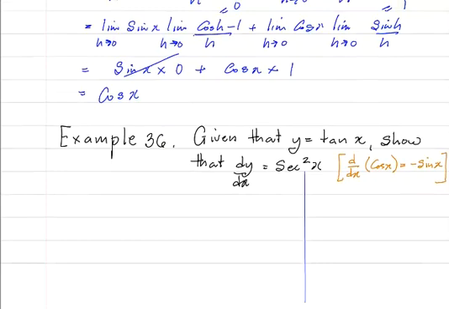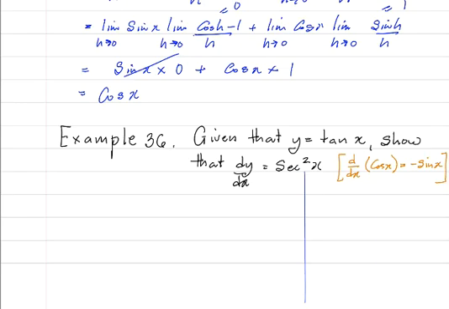All right, in example 36, it says, given that y is equal to tan x, show that dy by dx is equal to sec square x. All right, and this is something that we'd have to know in order to do this. We'd have to know that the first derivative of cosine x is equal to minus sine x. So a while ago we learned that if I differentiate sine x, I'm going to get what? Cosine x. Now we're also identifying that if we differentiate cosine x, we're going to get minus sine x.